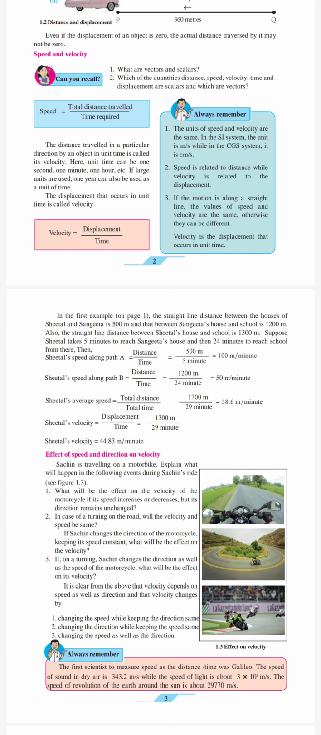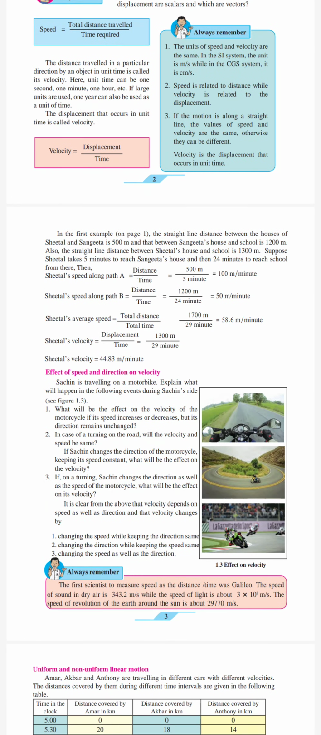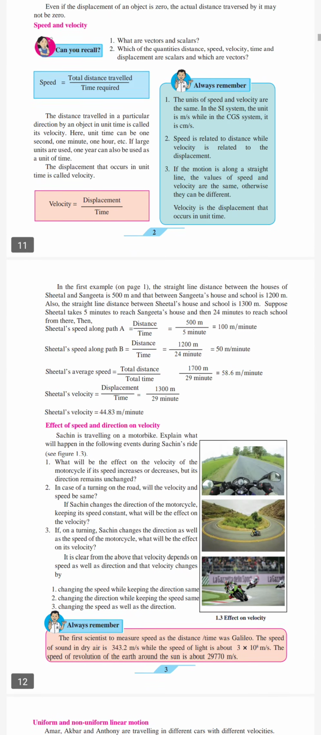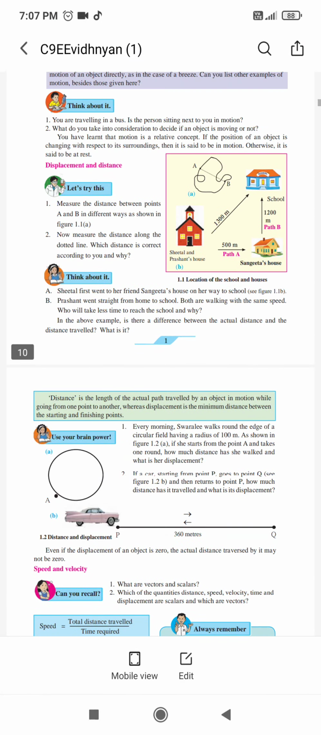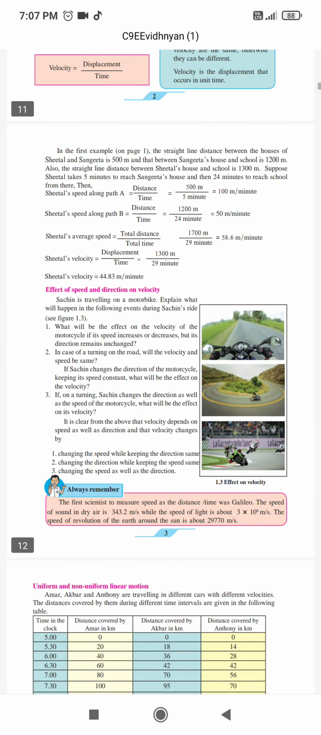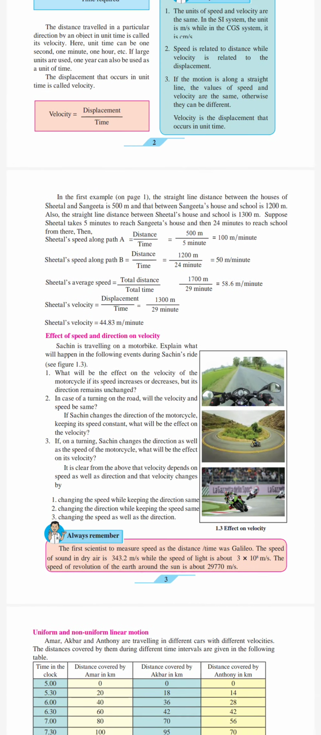Now, first see an example. We will discuss Seatal's speed along path A, then along path B, and then the average speed. Just see the first example, the figure on page number 1, the location of the school and houses. Seatal's house to Sangeeta's house, and Sangeeta's house to school. Seatal's house along path A: first, distance upon time. Seatal's house to Sangeeta's house is 500 meters. If we travel in 5 minutes, then it is 100 meters per minute.